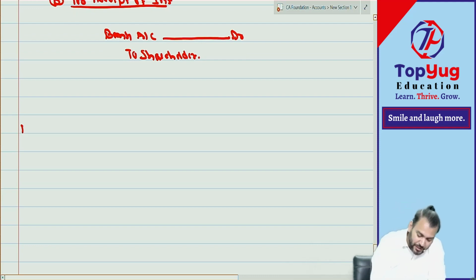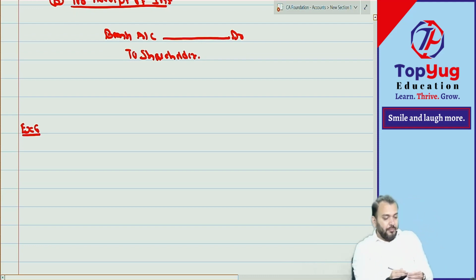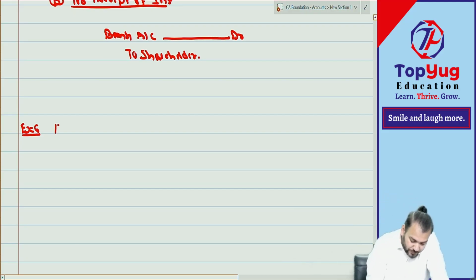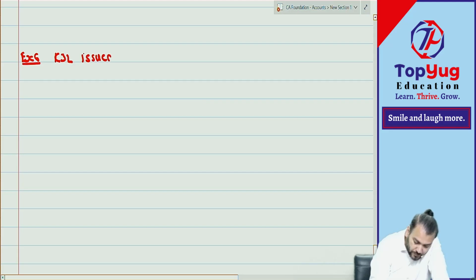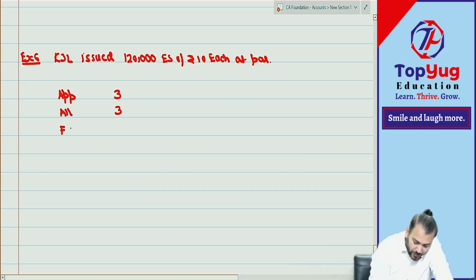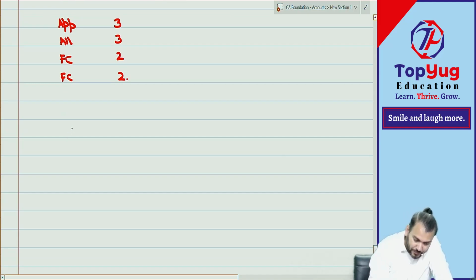One more example. How many examples have we done till now? Write down example 6. CGL issued 1,20,000 equity shares of rupees 10 each at par. Application 3, allotment 3, first call 2, final call 2. Okay. Done.